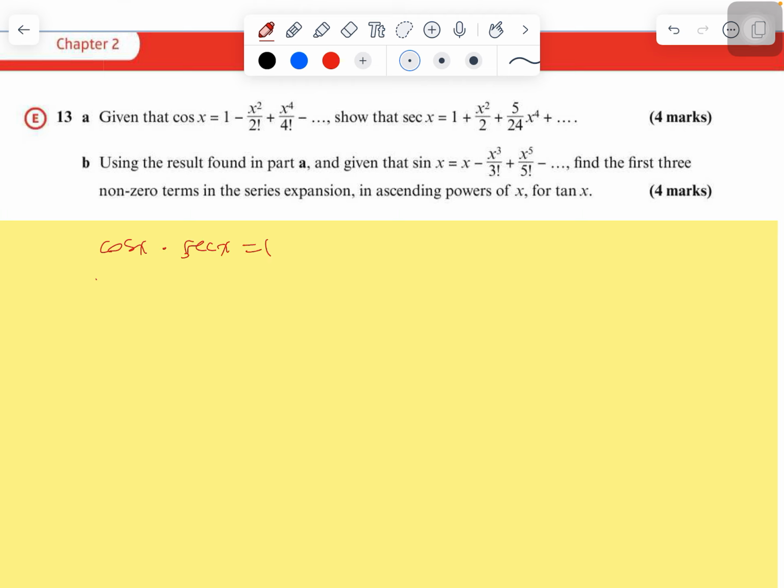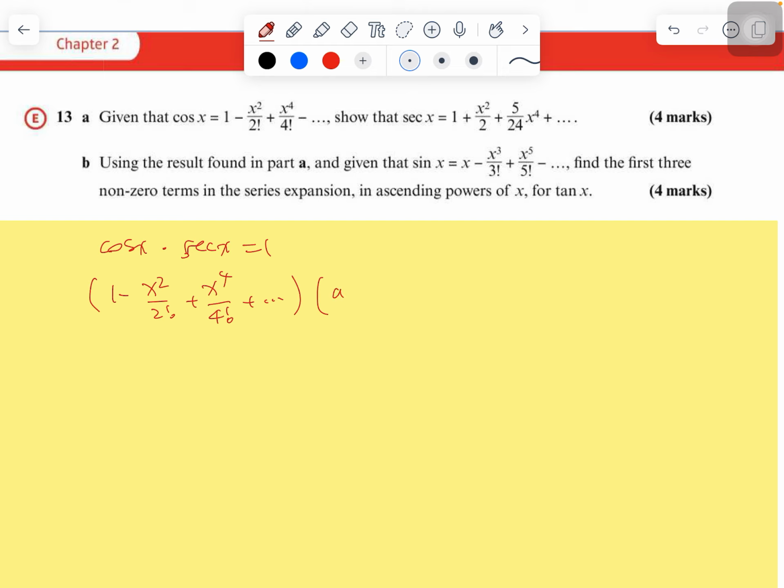That's what we know. And cos x is given by 1 minus x squared over 2 factorial plus x to the power of 4 over 4 factorial plus blah blah blah. And secant of x we don't know, because this is a show that question, so the result should be shown, and we cannot use the result from the solution.